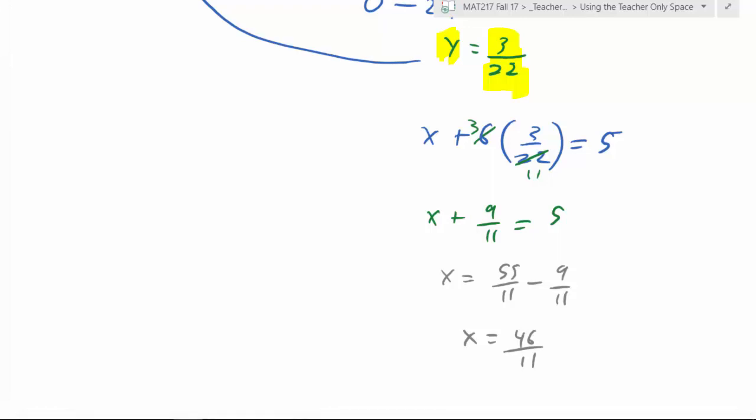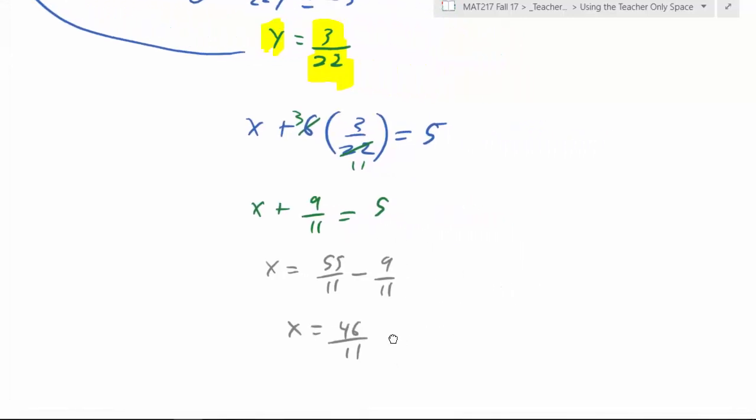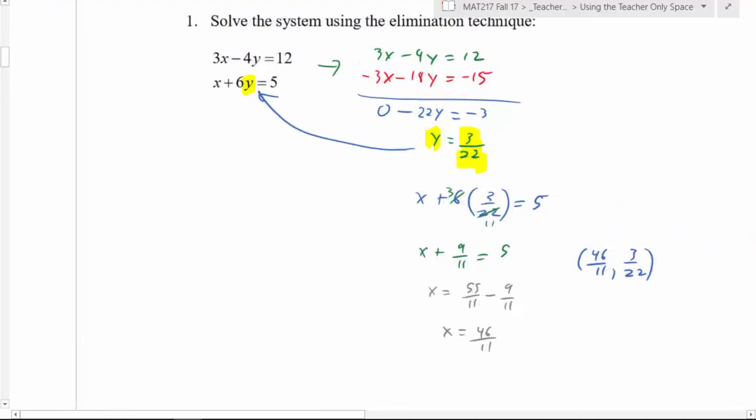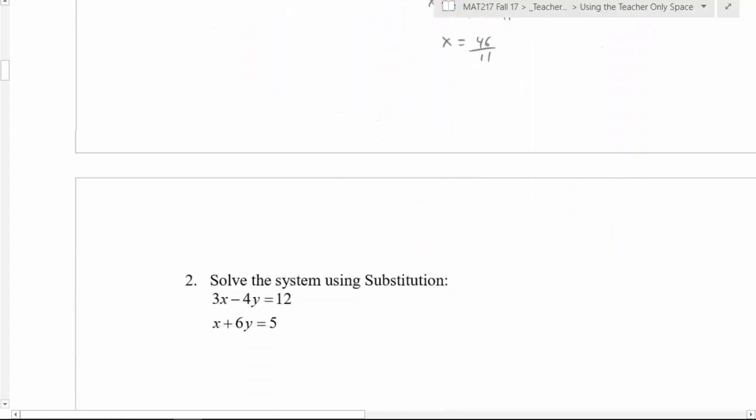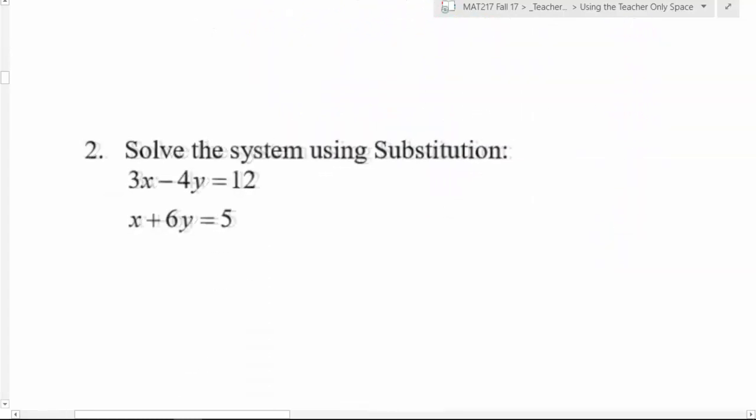So the solution to this problem is an ordered pair, because we remember from the theory that the solution was where the two lines intersected. They intersect at the value of 46/11, 3/22. There's our solution. Fantastic. All right, that is elimination technique. Moving on to substitution technique.